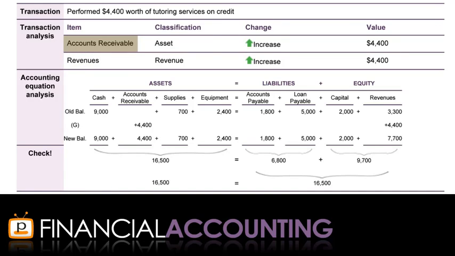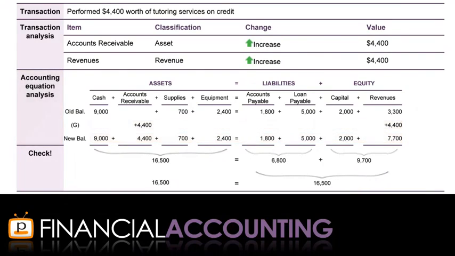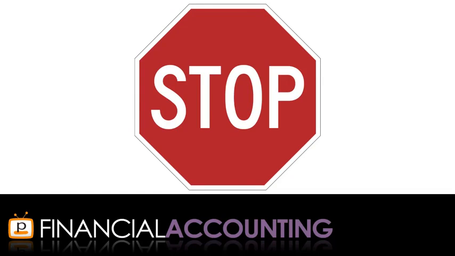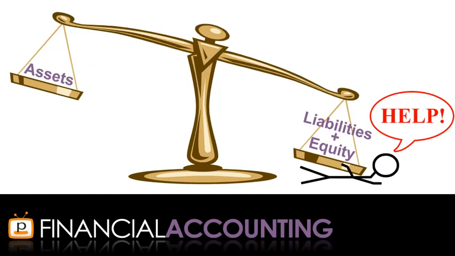Accounts receivable is classified as an asset and increases in this transaction by the $4,400 to be received in the future. Revenues are classified as, you guessed it, revenues, and also increase in this transaction by the same amount because that is the amount earned by providing the service. Finally, we can record the transaction in terms of the accounting equation and recalculate the balance of all the items so far. But stop! You must remember that the last step is to check that the accounting equation remains in balance after each transaction, otherwise you run into all sorts of trouble later on.